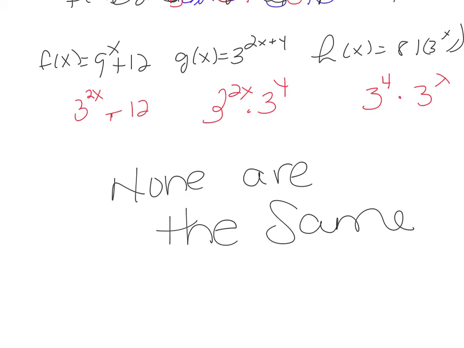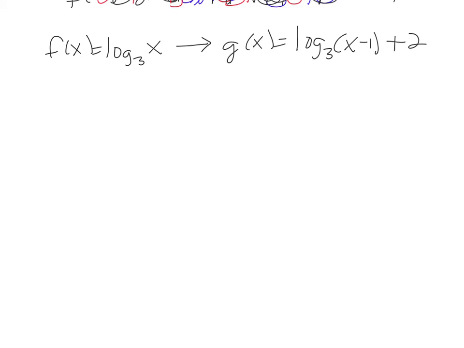Okay, so let's take a look at 19 and 20. I have the function g of x, and I want to know what is the transformation that maps f of x, which is log base 3 of x, here's my parent function, to g of x, which is log base 3 of x minus 1, plus 2. All right, so I have a minus 1 to x, that means I'm moving it to the right 1 unit, and I'm adding 2 to the y, so it'd be up 2.